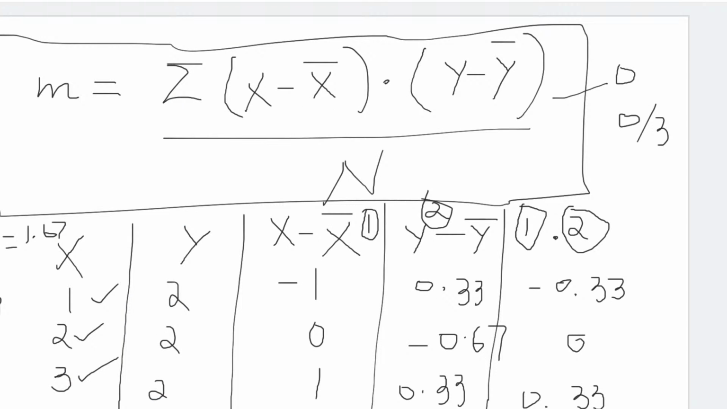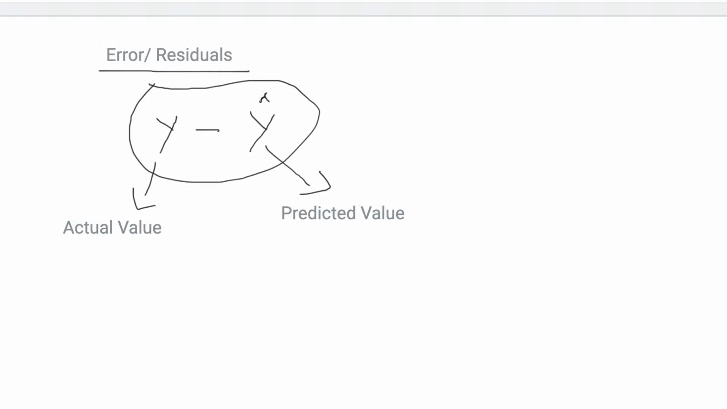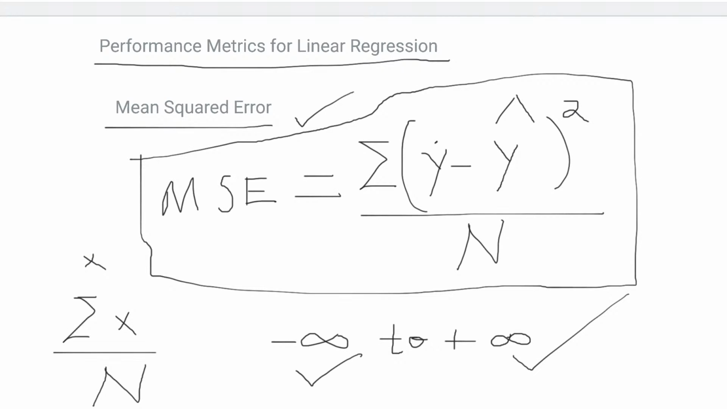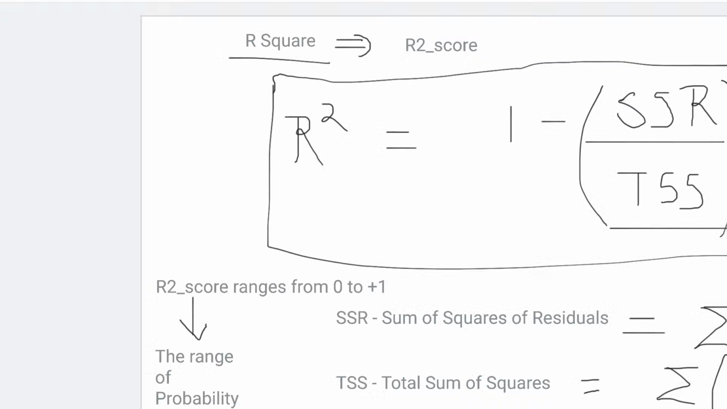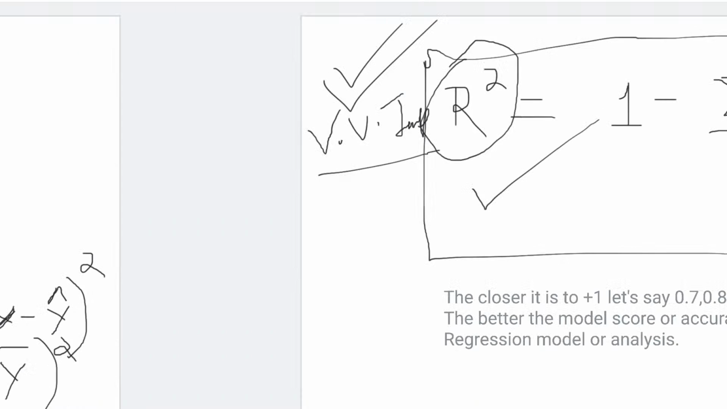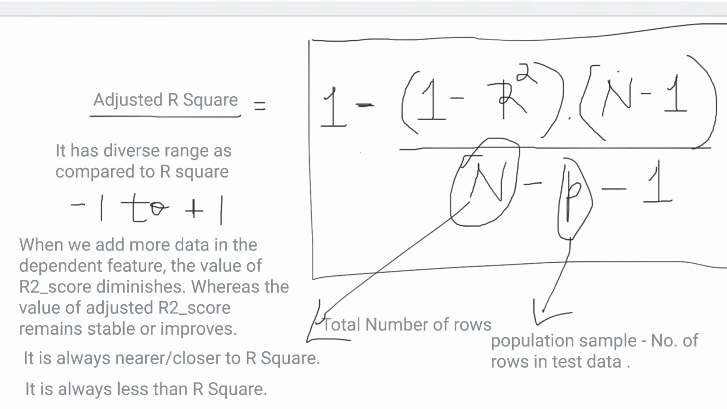We have certain performance measures. We calculate errors, or residuals, which is y minus y hat, the difference between the actual value and the predicted value. We have performance metrics for linear regression: MSE, RMSE, but the most used performance metric is R square, followed by adjusted R square. R square ranges from 0 to +1. If it is closer to 1, our model is better. And adjusted R square ranges from -1 to +1. The comparison between R square and adjusted R square is asked a lot in interviews.